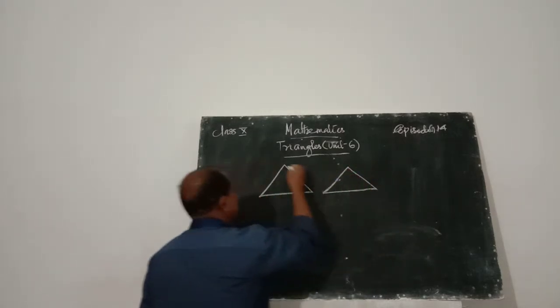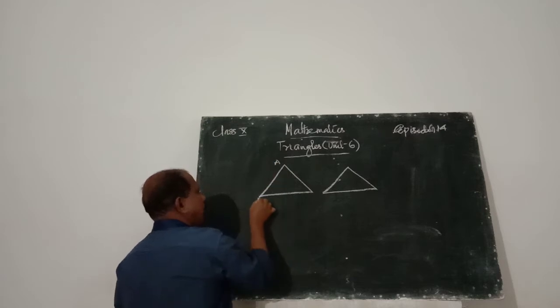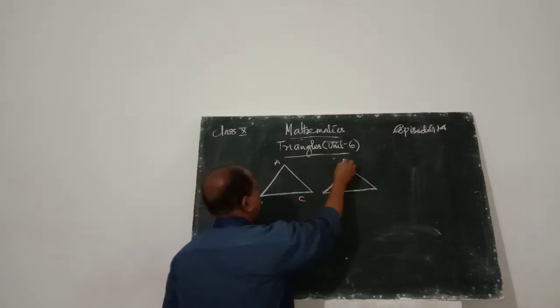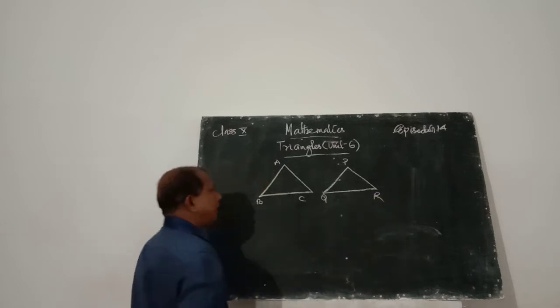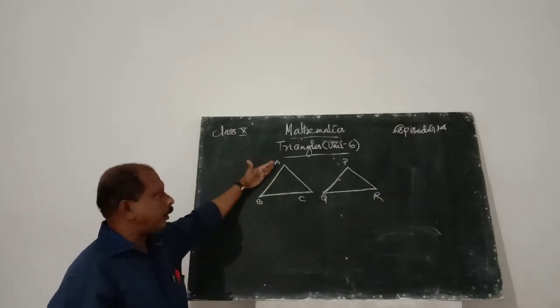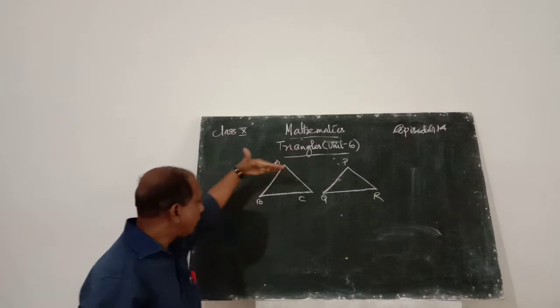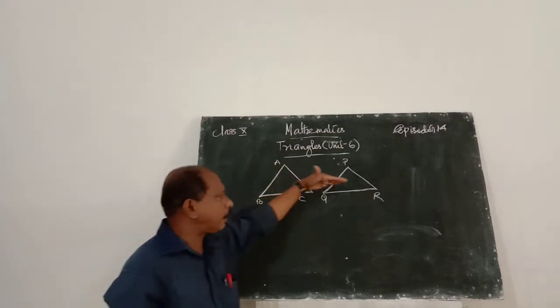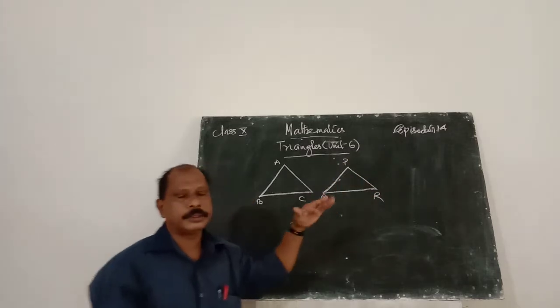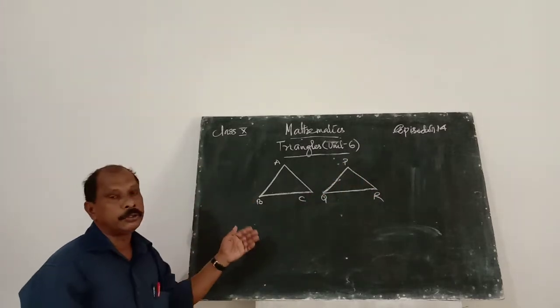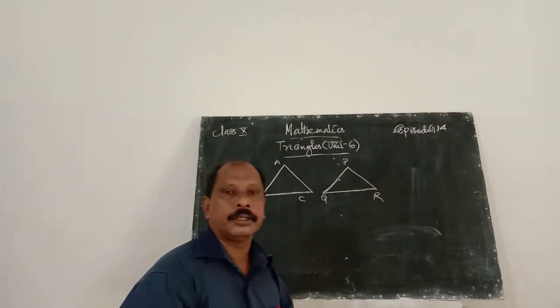There are two triangles, ABC and PQR. We know that AB is parallel to PQ, BC is always parallel to QR, and AC is always parallel to PR. That means these three sides are parallel to the corresponding three sides of the second triangle.